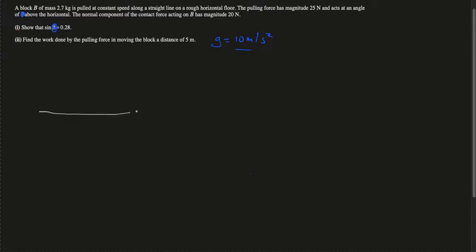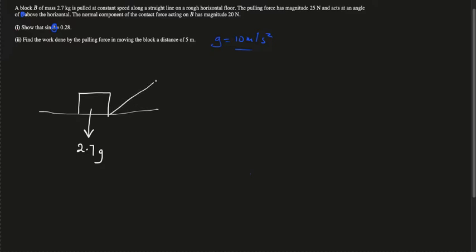So we have a horizontal line. There is an object, and this object has a mass of 2.7 kilograms. We know that the weight acts downwards, and it is given by W equals mg, so 2.7 times g. The g is 10.